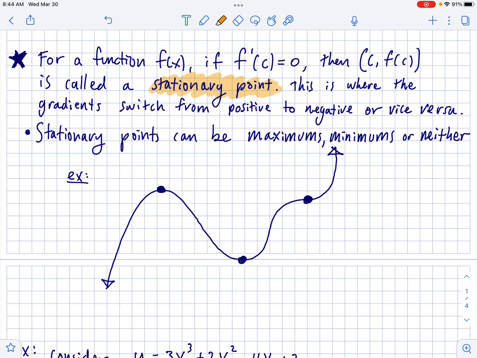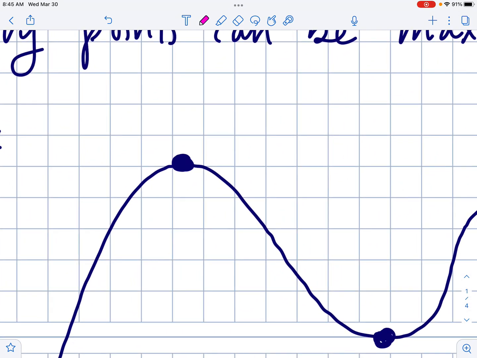Now, today we're going to start talking about stationary points. There are 3 kinds of stationary points. First of all, the stationary points are where the derivative is equal to 0. It's the x coordinate where the derivative is equal to 0. So when you put c into the derivative, you get 0 out of it, and then f of c is the y value on the original function. This is where gradients switch from positive to negative, or negative to positive, or sometimes they don't switch at all.